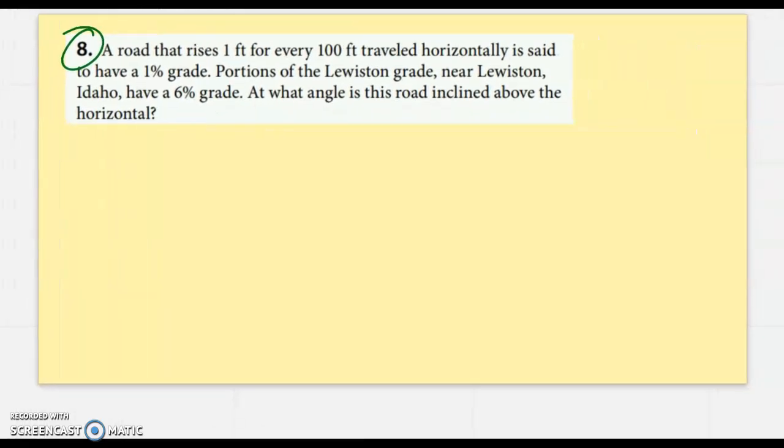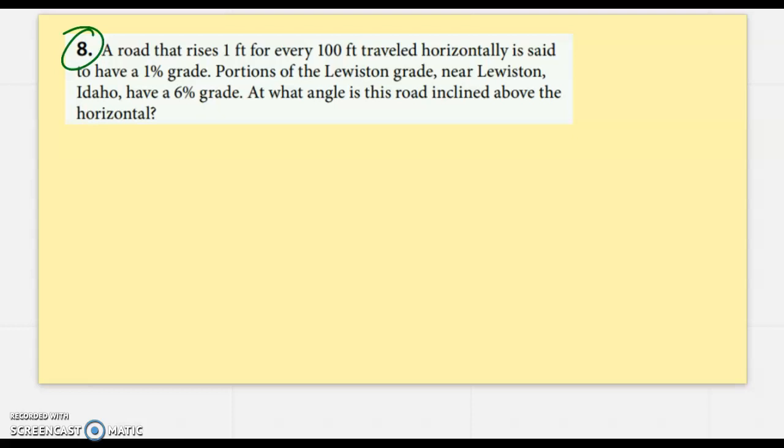Let's look at some of these vectors homework problems. On number 8, it says a road that rises 1 foot for every 100 feet traveled horizontally is said to have a 1% grade. Now, here's a road in Idaho that has a 6% grade. So that means it's going to go up 6 feet for every 100 feet traveled.